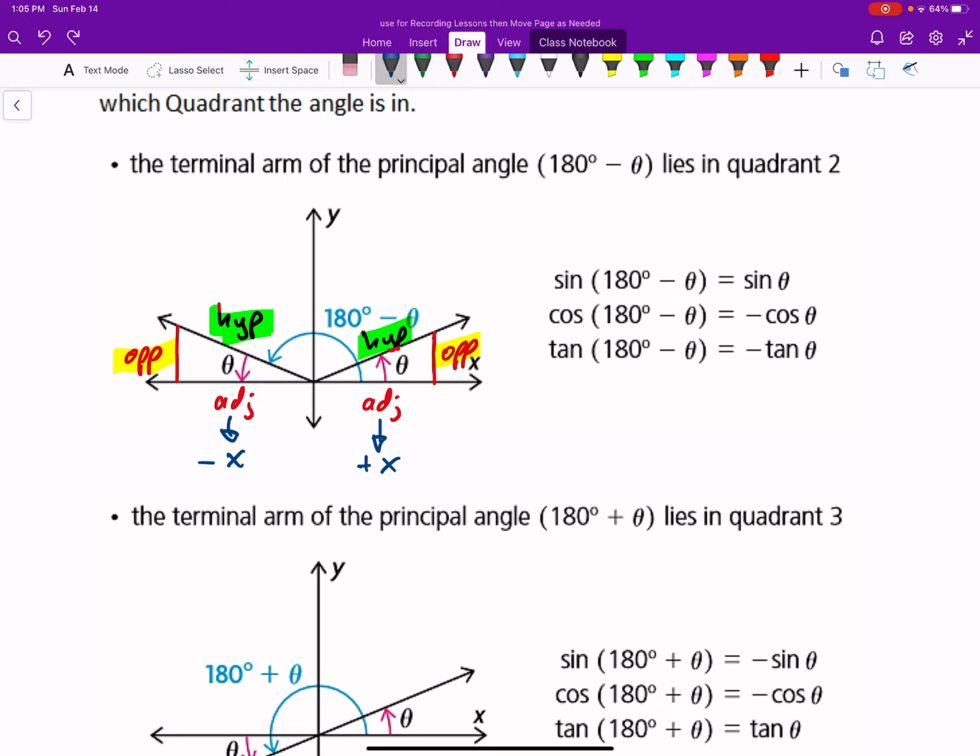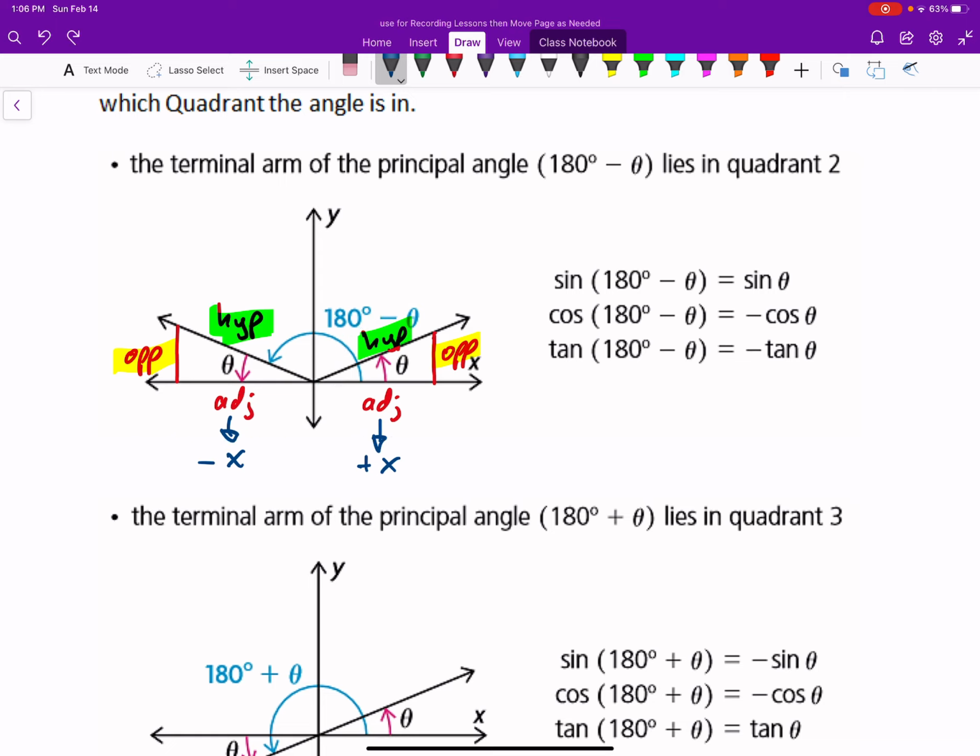Whereas cosine is going to be opposite. The cosine of this triangle here is going to be the opposite sign of the cosine of this triangle here, because the x's are opposite signs. So cosine is x, or adjacent over hypotenuse, in quadrant 1, and it's a positive value. And in quadrant 2, the x value, the adjacent, is going to be a negative value. So they're opposite signs compared to each other.